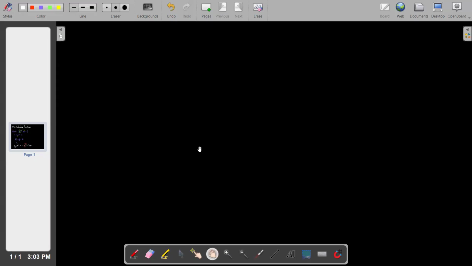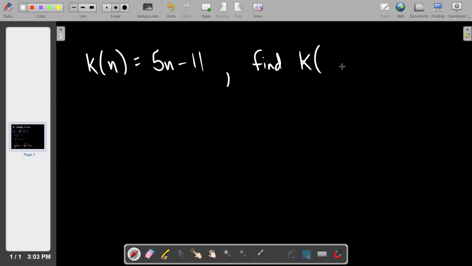For today, I have 5 examples, and then I have a new assignment for you, and that's it. So here are my functions. My first one, I have named k. It is a function of n, and it does 5 times n minus 11. For the first math problem, I would like you to help me find k of negative 3 minus n.